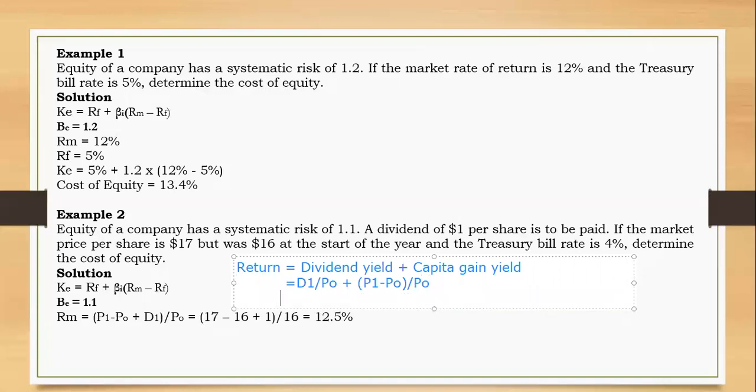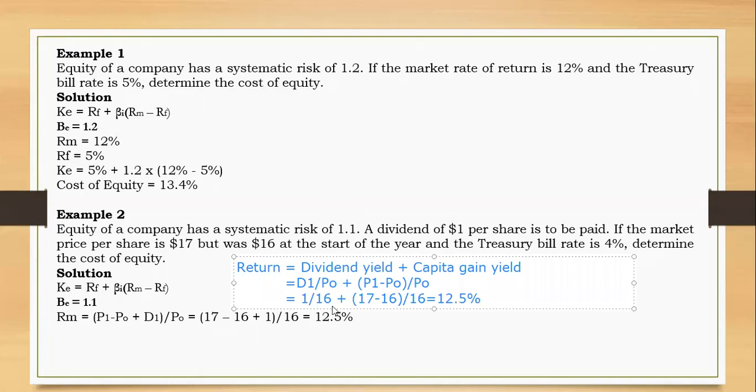So it's just like this. My dividend per share equals 1 over price, that is 16. Then I would add P1, 17, minus P0, which is 16, divided by 16 again. If you do this and everything goes well, you'll arrive at 12.5%. So just get the value multiplied by 100% and you'll arrive at 12.5%. So that's what actually happened over here.